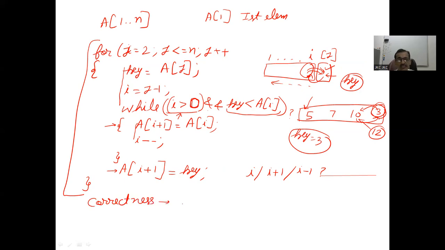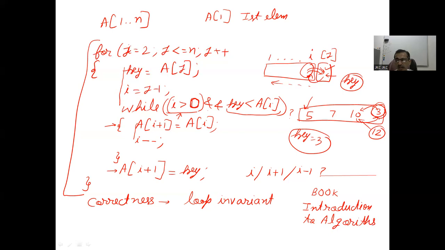For correctness, there is a concept of a loop invariant, which is explained in the book by Cormen. Last class, I forgot to tell you that the book to be used is Introduction to Algorithms, 3rd edition, and the publisher is PHI.